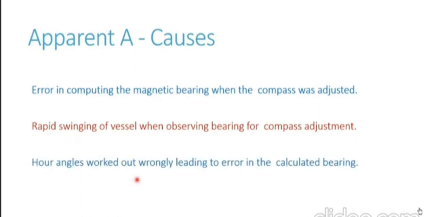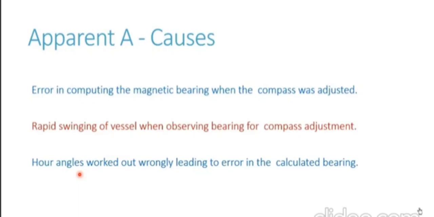Or are angles worked out wrongly, leading to error in the calculated bearing? We usually obtain the compass error by using the azimuth, calculating the azimuth by ABC method. So if the method has been worked out wrongly, it will lead to a wrong deviation being noted down. And if we use that wrong deviation, it will give us wrong bearings or wrong heading of the ship. So there could be many other reasons also.